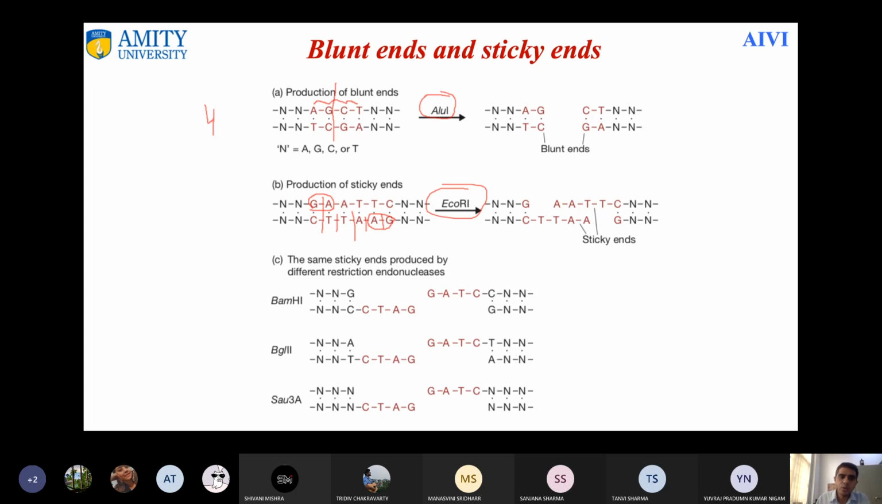Okay. So here it is producing a cut here, then it's producing a cut here. What is going to happen after this cut? When you separate these two, one cut is produced here, another cut is produced here. So what is going to happen? This region in both the strands, AATTC, is held together by hydrogen bonds. As I mentioned, the restriction enzymes are also breaking those hydrogen bonds. Okay, so that's why the strands are separated.